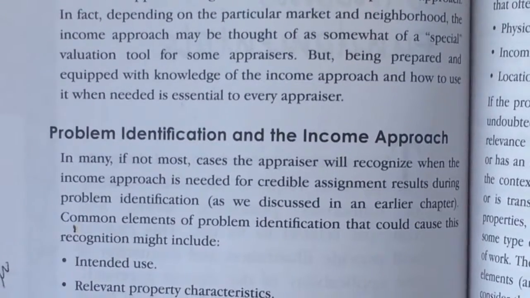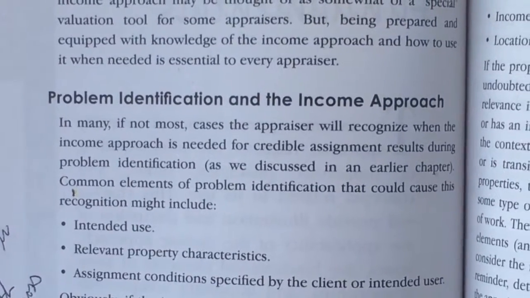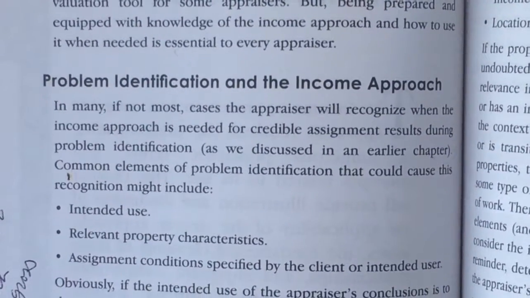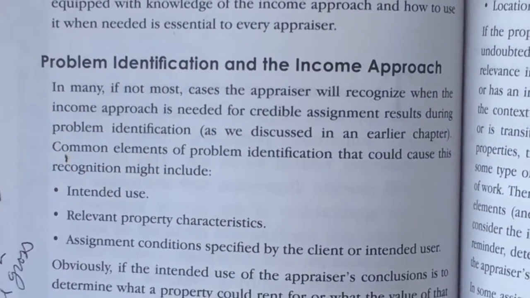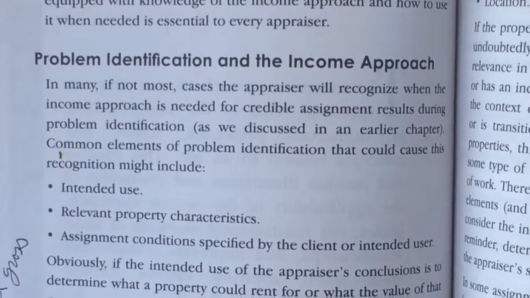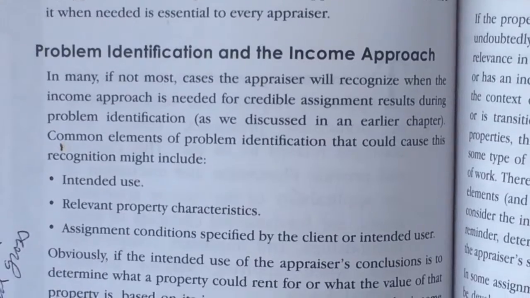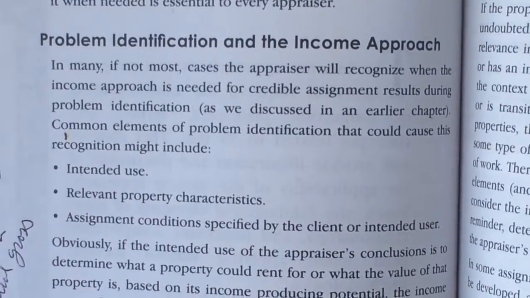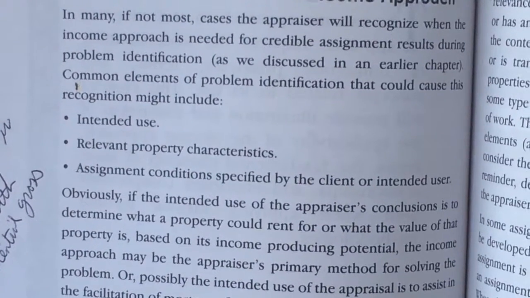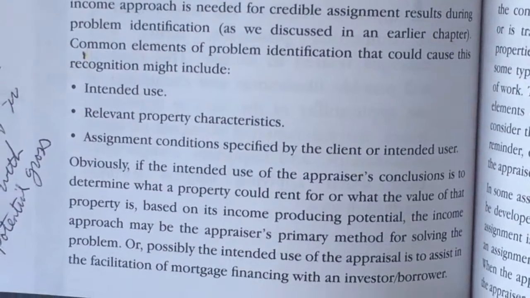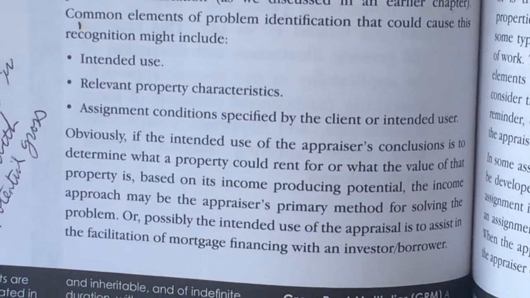Problem identification and the income approach. In many, if not most cases, the appraiser will recognize when the income approach is needed for credible assignment results during problem identification. As we discussed in an earlier chapter, common elements of problem identification that could cause this recognition might include intended use, relevant property characteristics, assignment conditions specified by the client or intended user.